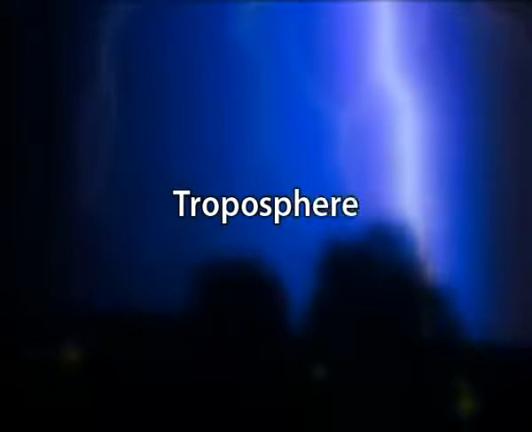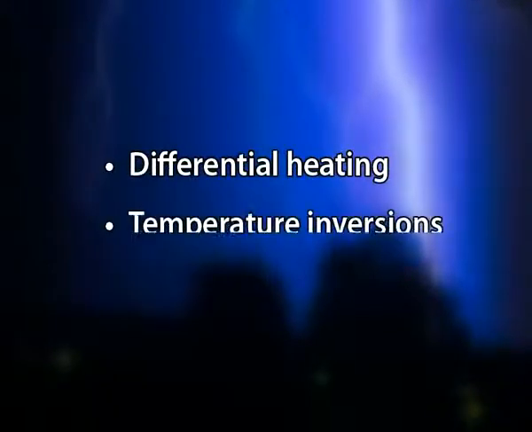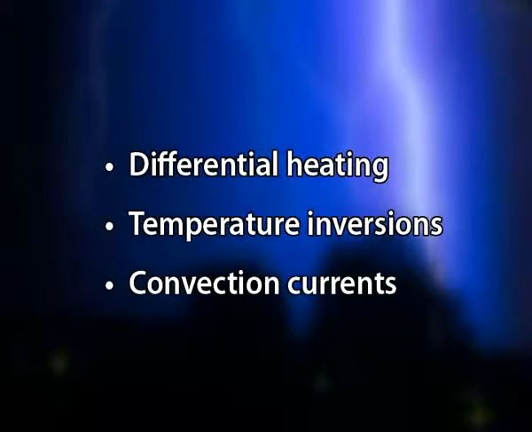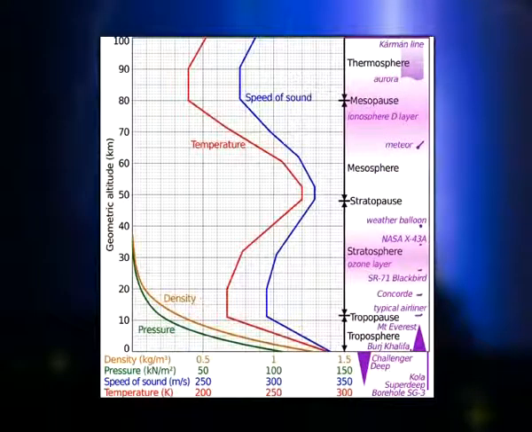First, the troposphere. It is the bottom layer of the atmosphere, subjected to differential heating, temperature inversions and convection currents, and it extends from the surface of the Earth up to a height of 8 to 10 kilometers at polar latitudes, 10 to 12 kilometers at moderate latitudes, and 18 to 20 kilometers at the equator. It contains 75% of the mass of the atmosphere.